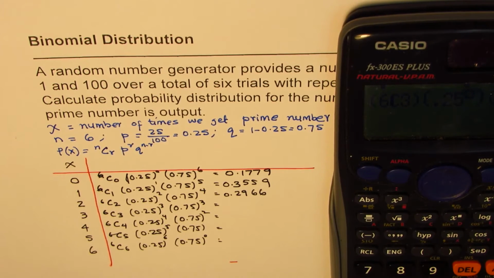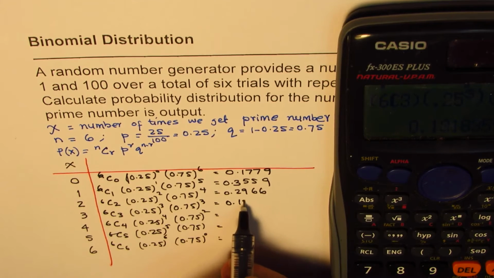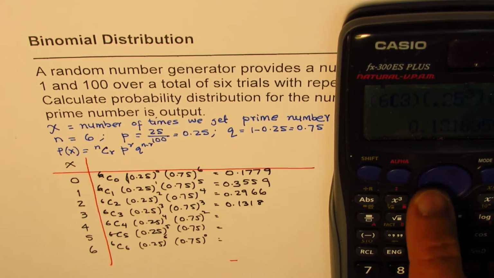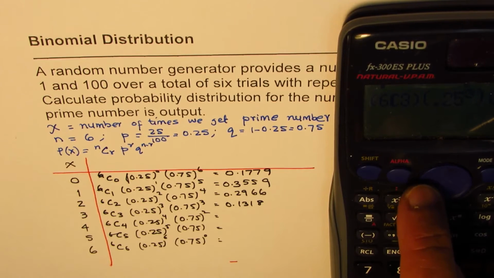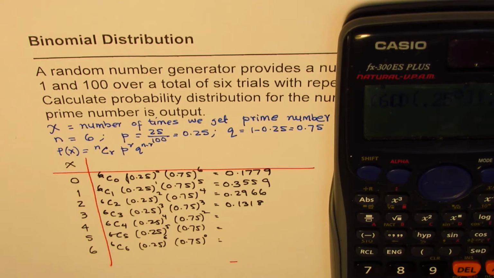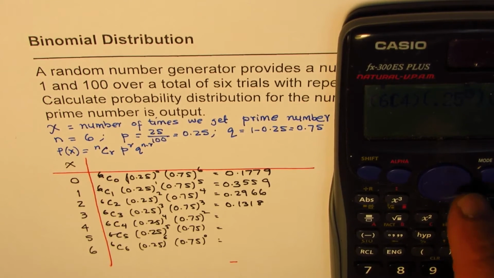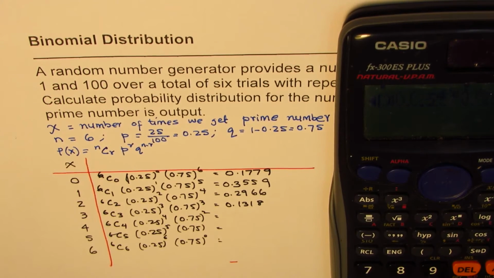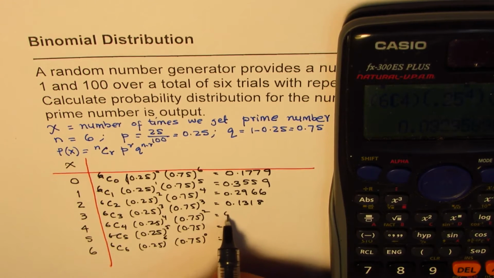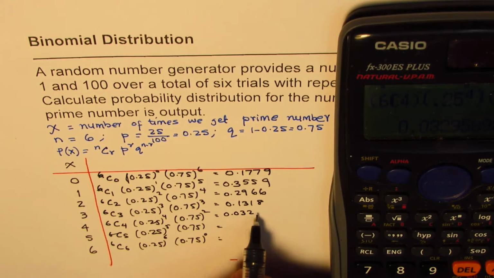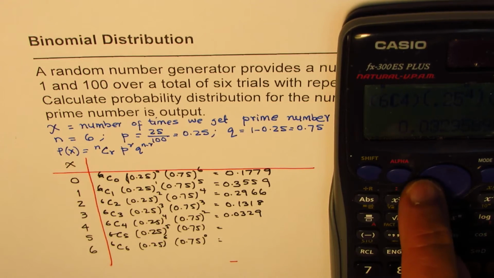0.25 to the power of 3, 0.75 to the power of 3, equals, in decimals, 0.1318. And now with 4: 0.25 to the power of 4, 0.75 squared, equals, in decimals, 0.0329.